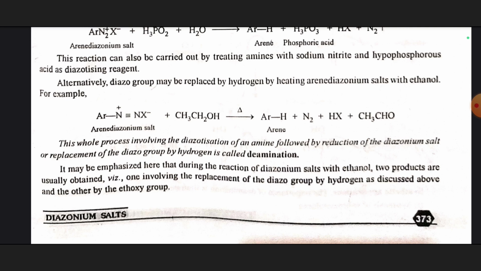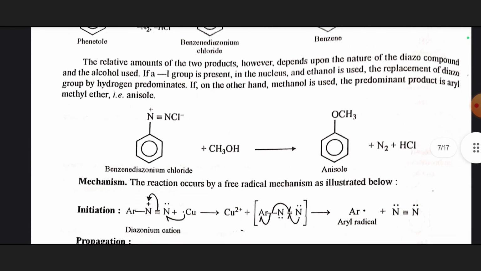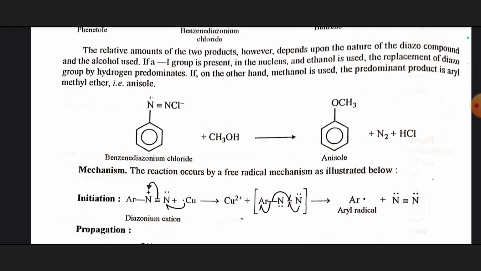It may be emphasized here that during the reaction of diazonium salt with ethanol, two products are usually obtained. That is, one involving the replacement of the diazo group by hydrogen as discussed above, and the other by the ethoxy group. The relative amount of the two products, however, depends upon the nature of the diazo compound and the alcohol used. If an alkyl group is present in the nucleus and ethanol is used, the replacement of the diazo group by hydrogen predominates. If, on the other hand, methanol is used, the predominant product is aryl methyl ether, that is anisole.